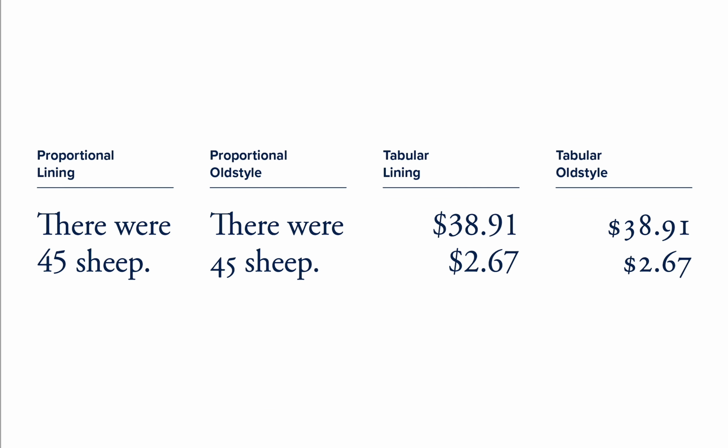Now, if we see these in context, proportional is generally best used for text. So you can see here, there were 45 sheep. 45 aligns at the top and bottom, giving more of a modern look, whereas 45 gives more of a traditional look, as you might see in a book, for example.